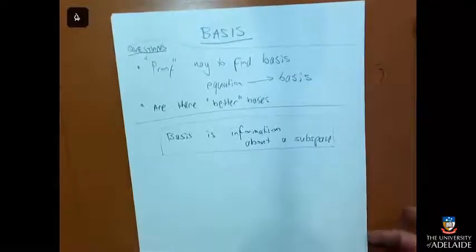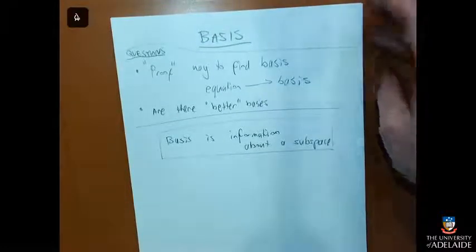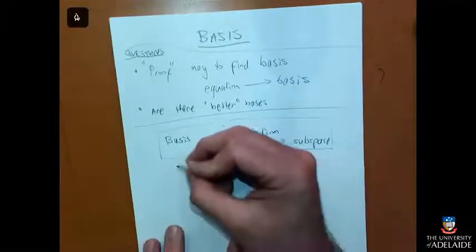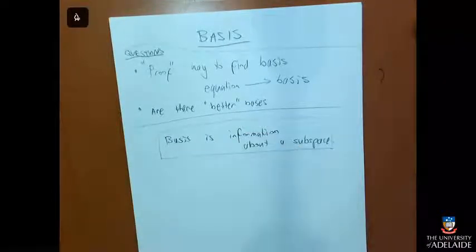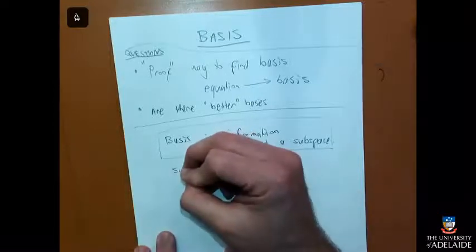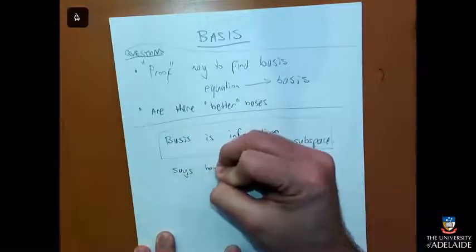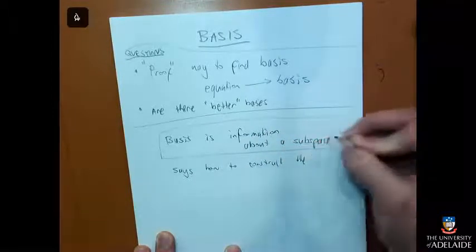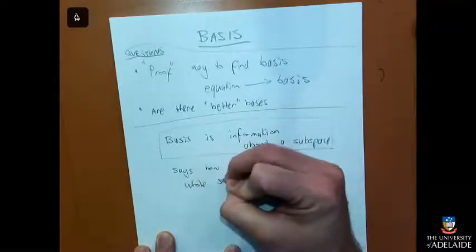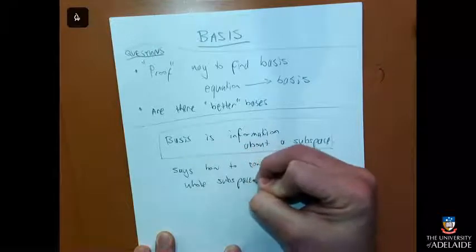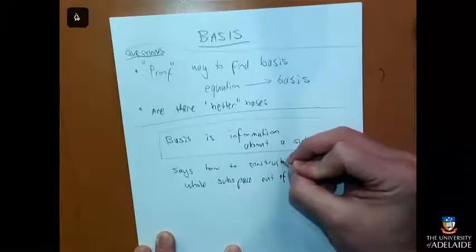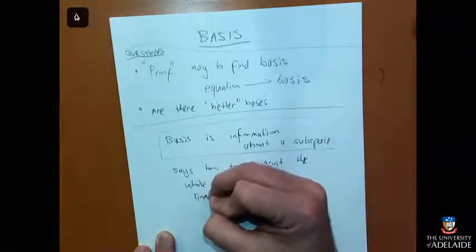And the information about a subspace that it is, it tells you how to construct the entire subspace out of linear combinations. That's not the formal way of saying it, but it says how to construct the whole subspace out of linear combinations.